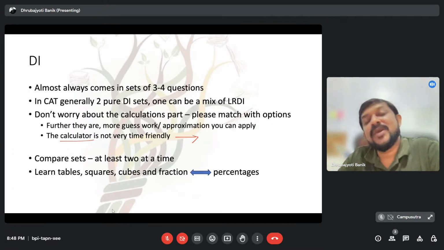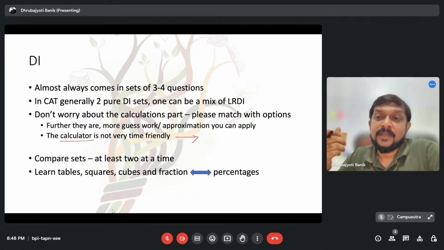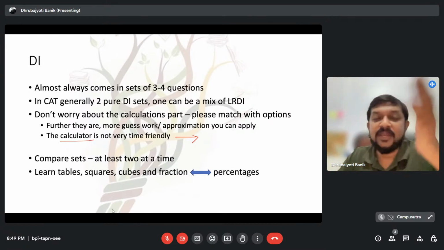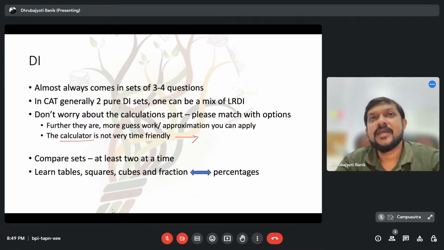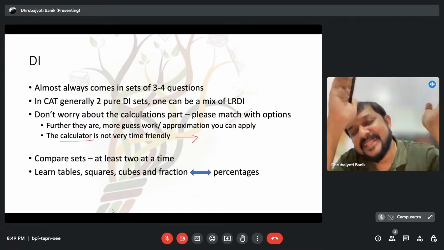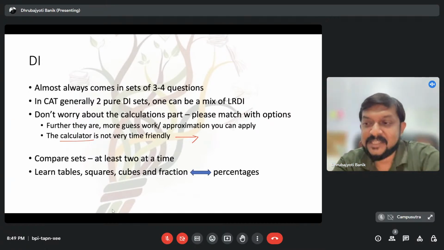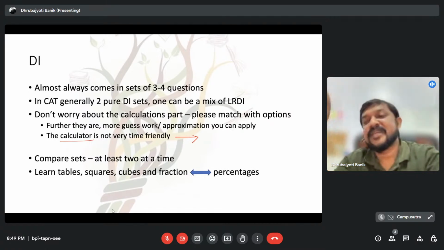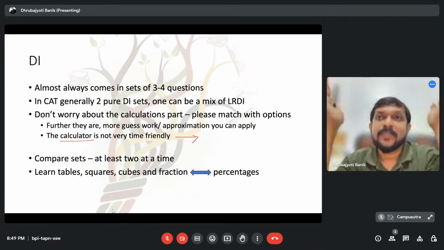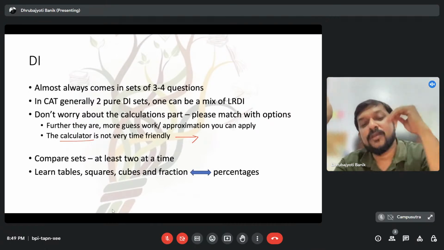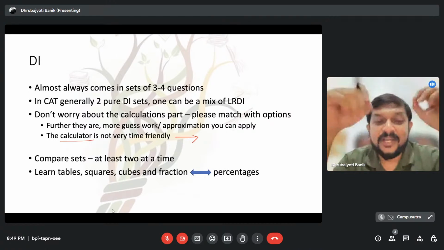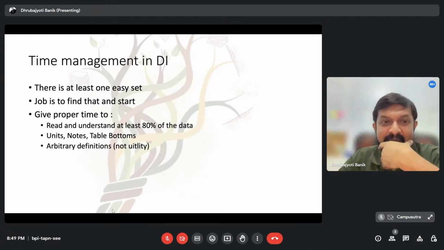Like LR, as we had discussed in the last session, compare at least 2 sets at a time. Okay, so if you are comparing 2 DI sets, and I'm not guaranteeing that the DI sets will come together and the LR sets will come together, so the section strategy will be slightly different, but yes, I suggest first set and second set you should compare. You should see which one you have understood, and I'll talk about the strategies in the next slide, and then only you start.